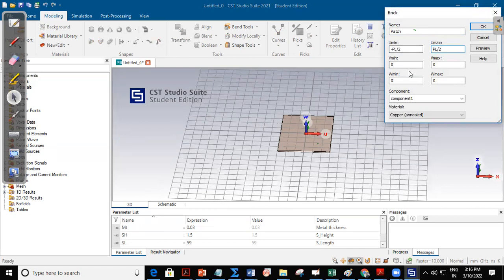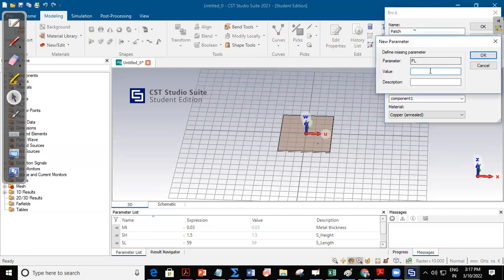If you're using capital, please use capital denotation only. If you're using lowercase, it means whatever you are denoting, the system should get the same variable value. V minimum should be minus PW by 2 to plus PW by 2. And the thickness is the same, 0 to MT. Copper annealed material was already selected last time for the ground plane, so the same material will be used for the patch antenna also.